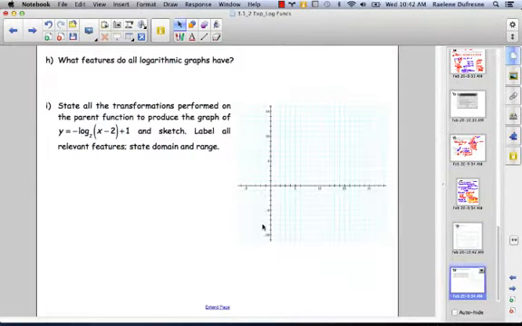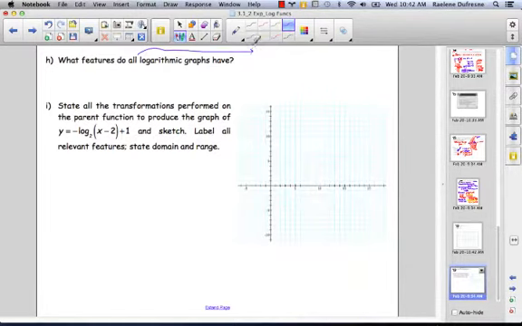And the last couple of questions here. What features do all logarithmic graphs have? Well, if you recall, I asked what features do all exponential graphs have? They all had the same y-intercept at 0, 1 and a horizontal asymptote at y equal to 0. And by all, we mean the parent. Let's talk about the parent log functions.